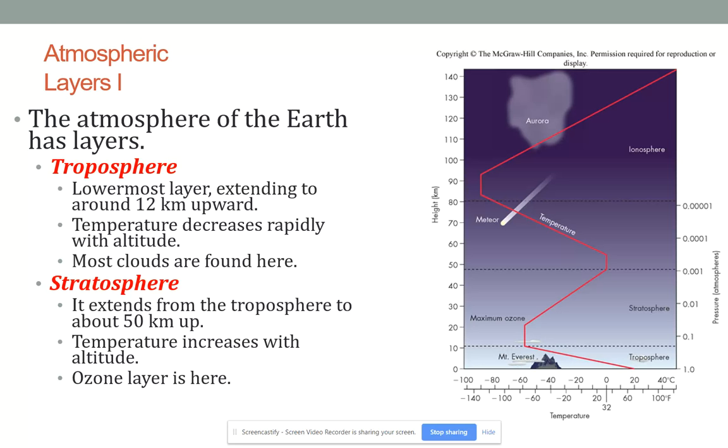That's where the auroras are. Aurora borealis, otherwise known as northern lights. Aurora australis, otherwise known as southern lights. Those occur up there in the ionosphere. So the height here goes up to around 140-ish kilometers above the surface of the Earth. By that point, the atmosphere is so thin, we say you've escaped Earth's atmosphere.